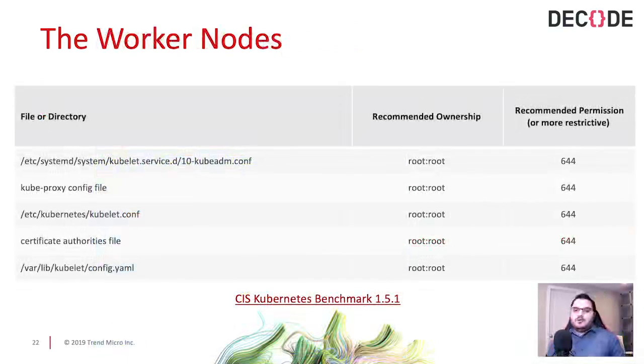And for the worker nodes, when talking about security as well, the same thing applies here, right? You have a few different files in different locations, as on the master node, but you need to be aware of and alerted if any of those change. Here are the recommended ownership and permissions according to the CIS benchmarks for those files, and you should monitor those and get alerted if any of those change.